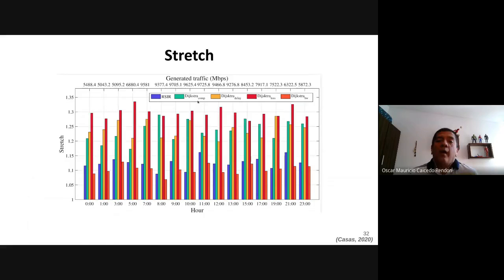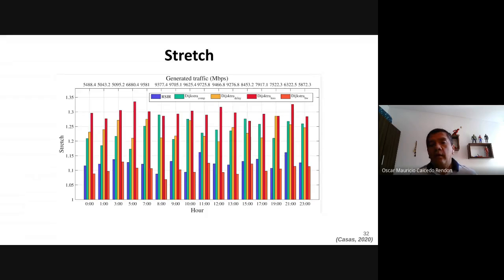Okay, why do we compare with Dijkstra? Because OSPF, the solution used in autonomous systems in real life, uses the Dijkstra algorithm. Then we compare with Dijkstra. Obviously, this Dijkstra is not distributed, because we want to perform a fair comparison.